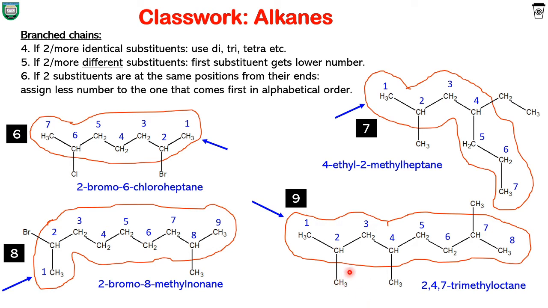Okay, so this molecule contains 3 methyl substituents at the 2nd, 4th and 7th positions. So we name this as 2,4,7-tri, because this molecule contains 3 methyl groups, trimethyl octane, because oct is for 8 carbons. Ane means this molecule contains only C-C single bonds.